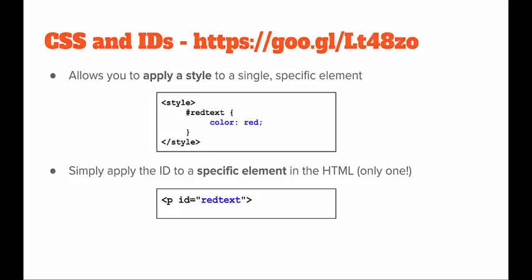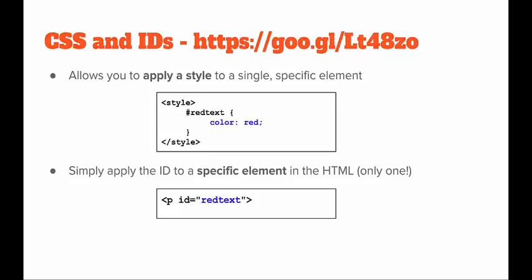We have CSS classes which allow you to apply styles to a whole class of elements. However, we can also create IDs. IDs allow you to apply a style to a single specific element. Now, IDs are useful for many purposes in HTML, some of which we'll see in the future. However, IDs are different than classes in the sense that a class you can apply to any number of elements. IDs, however, you only use once.